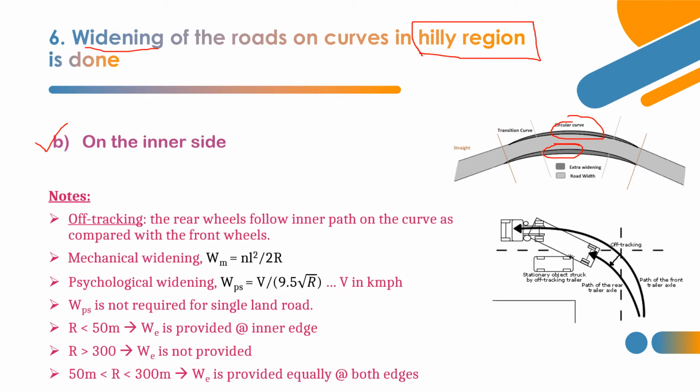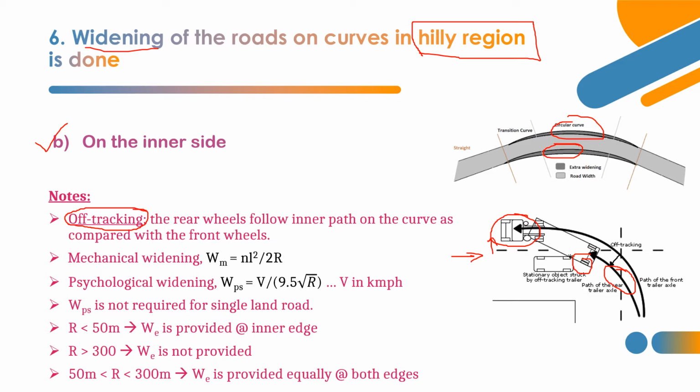Now let's see more about it. Why is widening done? Because of this off-tracking phenomenon. So what is off-tracking? The rear wheels follow the inner path on the curve. You can see in this diagram, this is the rear wheel, and it follows the inner path on the curve as compared to the front wheel. This is the front wheel and this is the rear wheel. You can see clearly, the front wheel is correctly projected, but the rear wheel is not. So that's why widening is given.